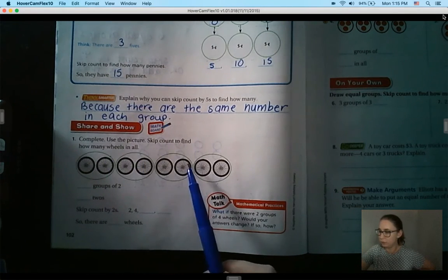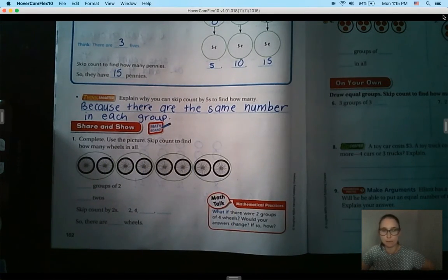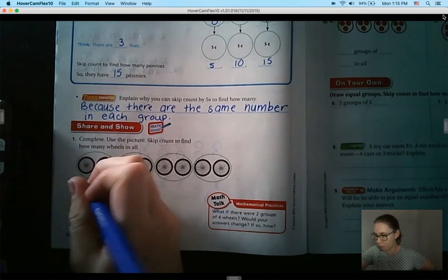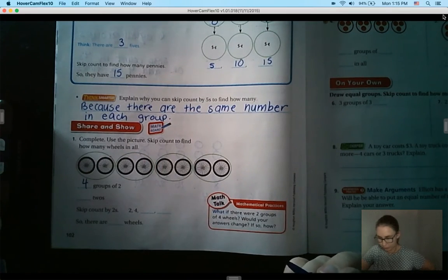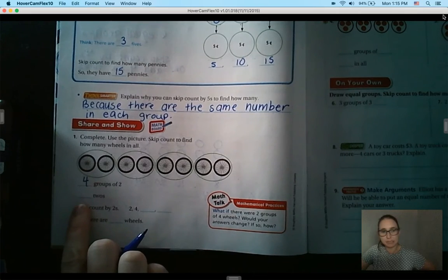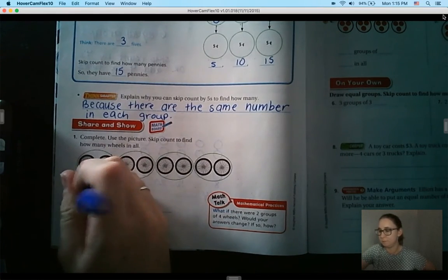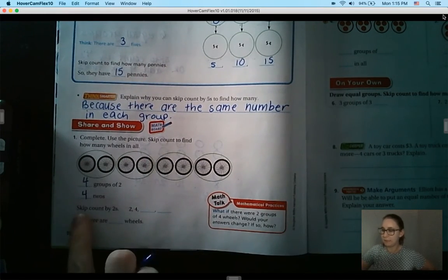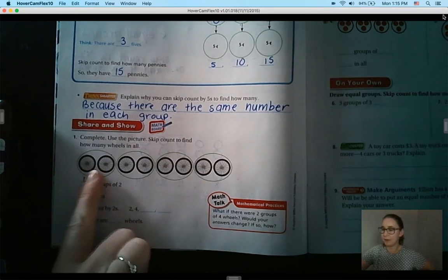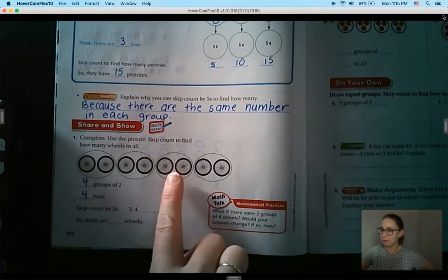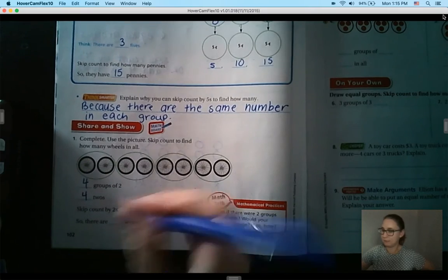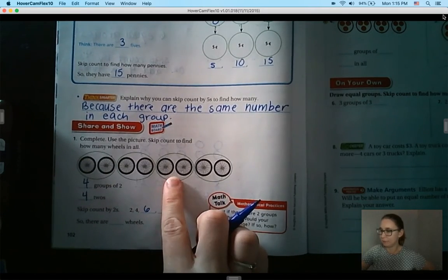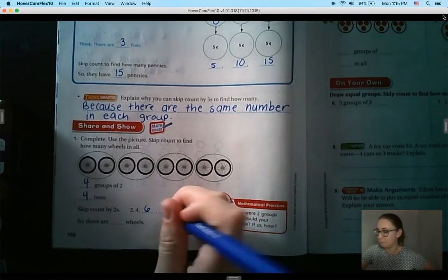1, 2, 3, 4. That represents how many groups we have. So we have 4 groups of 2. And just another way to write it is 4 2s. If I skip count by 2s, I can count 2, 4. What comes after 4? 6. What comes after 6? 8.